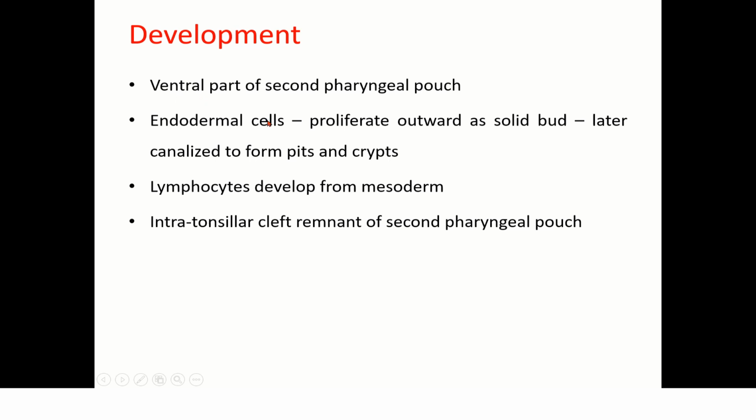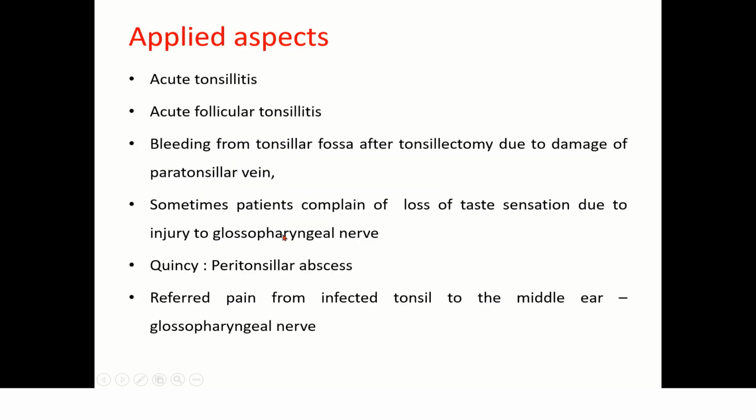Then development. So this develops from the ventral part of the second pharyngeal pouch. So endodermal cells will proliferate outward as solid bud. Later these are canalized to form pits and crypts. So one of the crypts will remain large and it's called intratonsillar cleft or crypta magna. So that is the remnant of the second pharyngeal pouch. So lymphocytes are derived from the mesoderm.